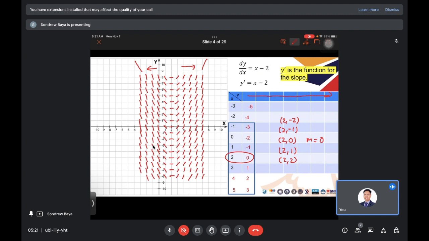Okay, and this is how the slope field would look like. Again, the analysis would come next meeting, but for now, I would just like you to draw the slope fields.